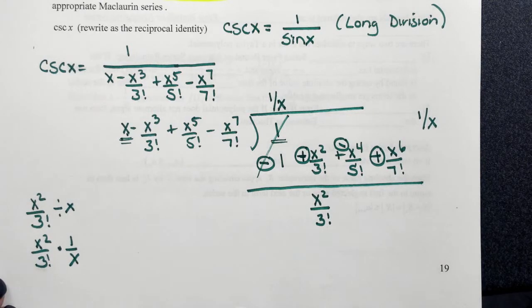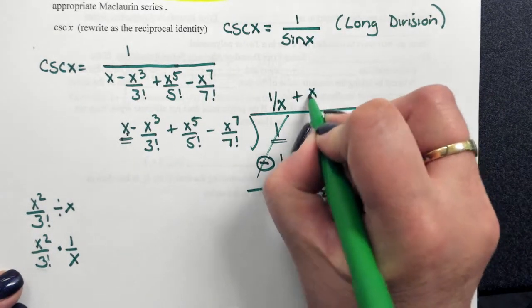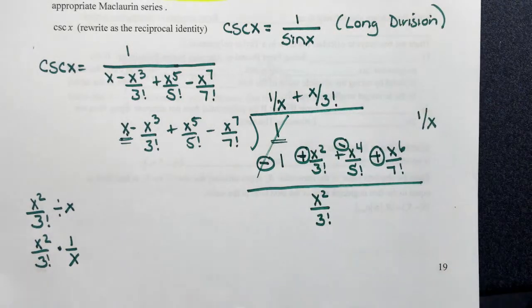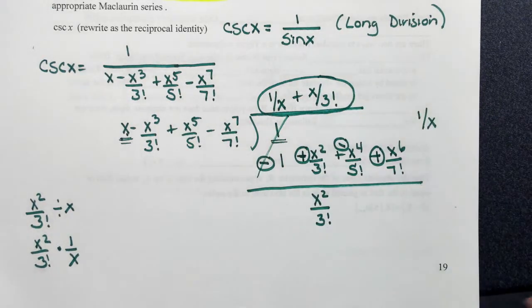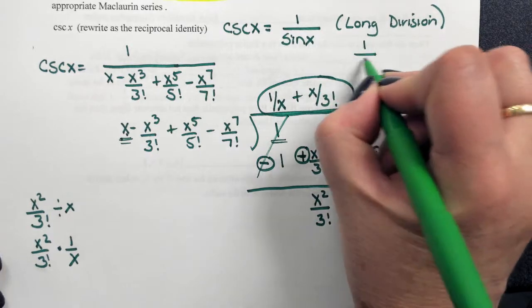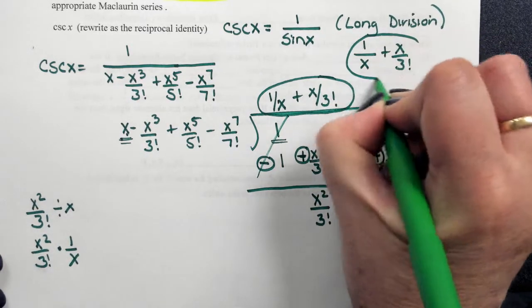So what's the next term going to be for this particular Maclaurin series? It's going to be what? x over 3 factorial. And luckily they're only asking me for the first 2 terms, so I can stop. So there is your Maclaurin series for cosecant of x. It's 1 over x plus x over 3 factorial.